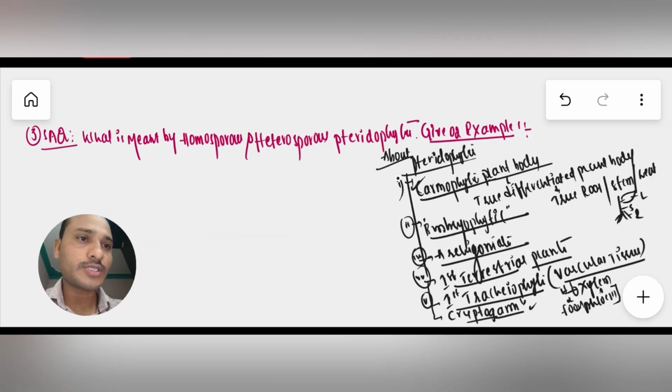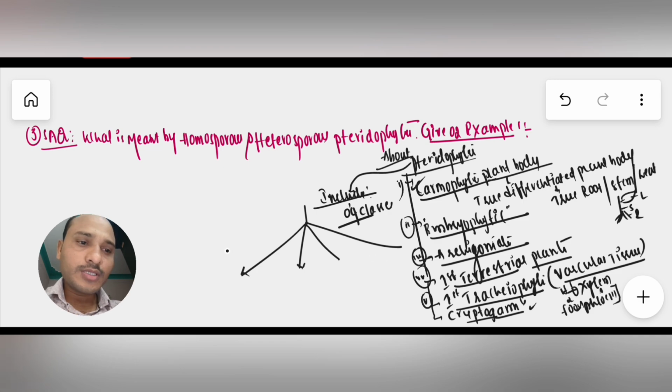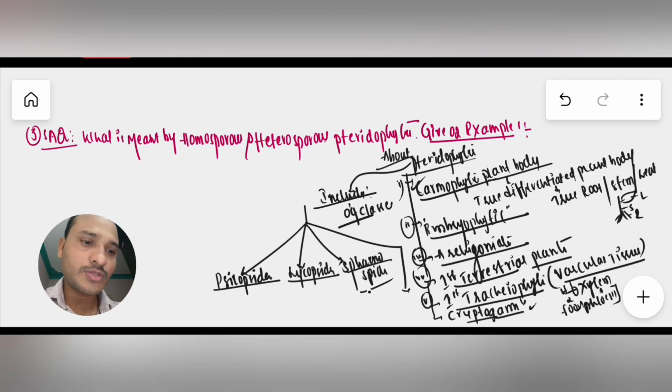And one more important thing: the pteridophyte plant group includes four classes, which we will discuss here. The first class is Psilopsida, the second is Lycopsida, the third is Sphenopsida, and the last, fourth one is Pteropsida. These are the four classes belonging to the pteridophytic plant group.